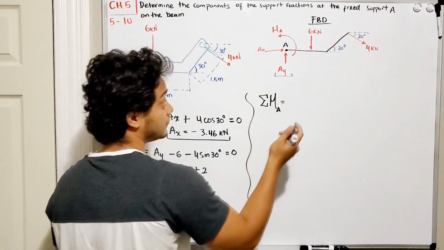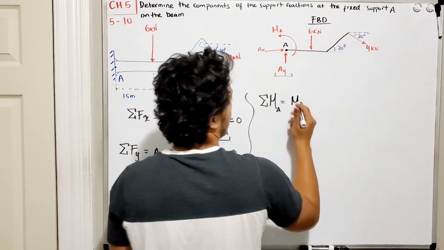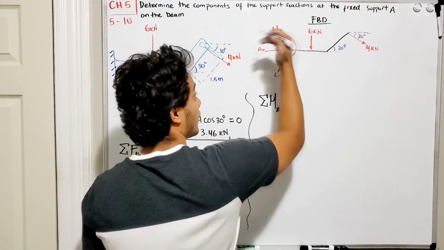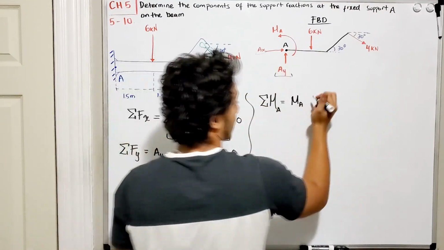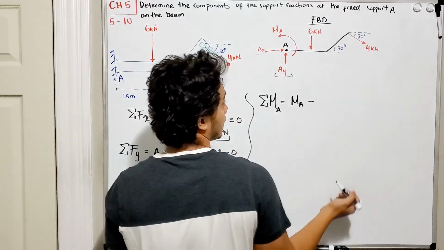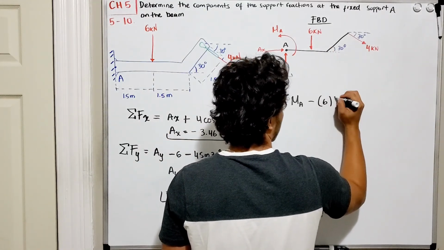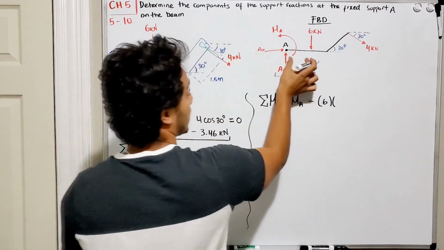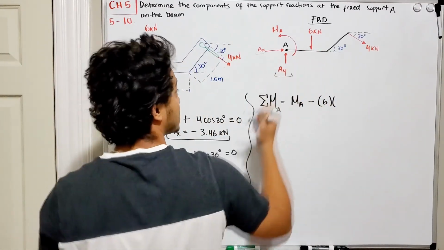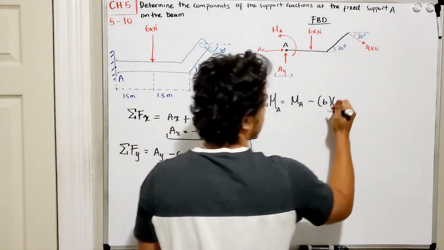So I'll have moment A positive, because I drew a positive, so counterclockwise, minus the moment that this 6 kilonewtons is producing, which is 6 multiplied by the distance. Well, what is the distance between A and the 6 kilonewtons? It's going to be 1.5 meters.